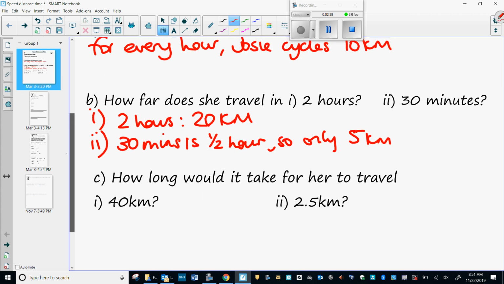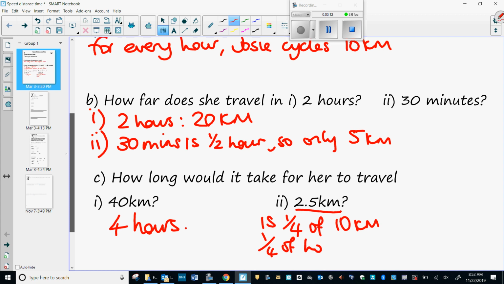Right, how long would it take her to travel 40 kilometers? Remember, she's traveling 10 kilometers per hour. Yep, 4 hours, lovely. And 2.5 kilometers? 15 minutes. Yeah, it'd be 0.25 of an hour. So that's correct. So 2.5 kilometers is 1/4 of 10. You happy with that? And 1/4 of an hour is 15 minutes.